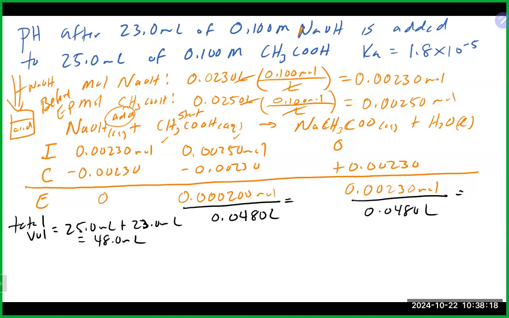We'll go 0.0002 divided by 0.048. Gonna get us here 0.00417. 0.0023 divided by 0.048. Gonna get us there 0.0479 molar. Any questions first off on the ice table here?